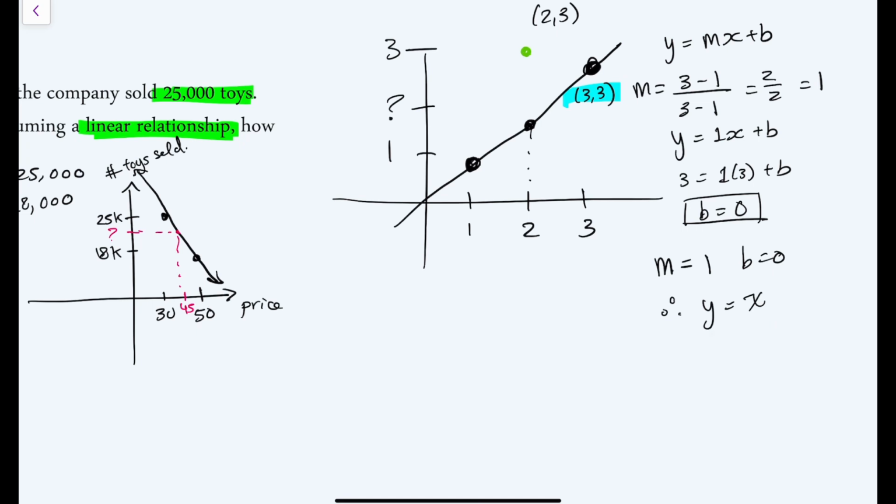Now if we were to check the y value when x is equal to 2, that's simple. Y is equal to, plug in the x, 2. And then we say y also equals 2. So 2, 2 is our point.